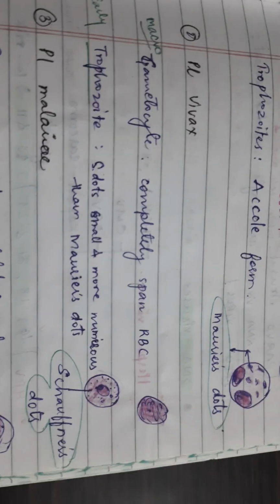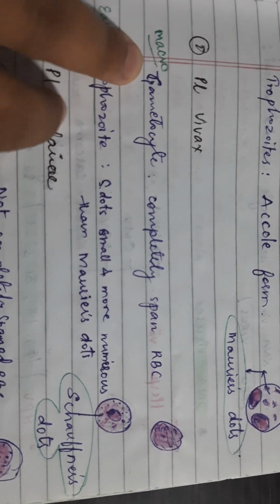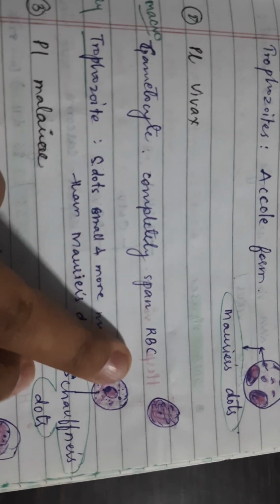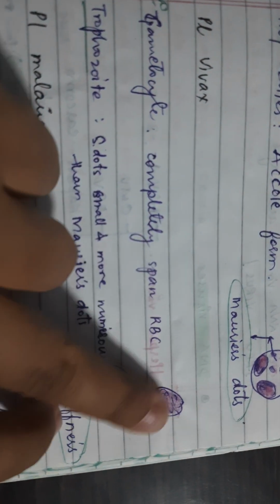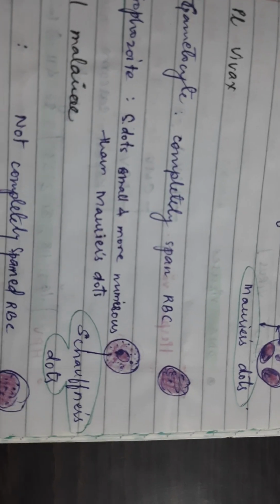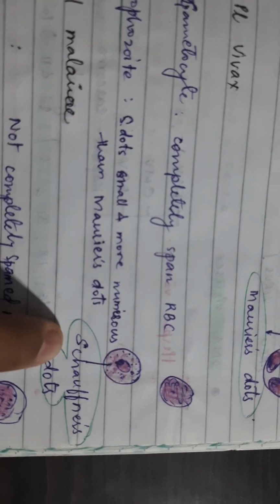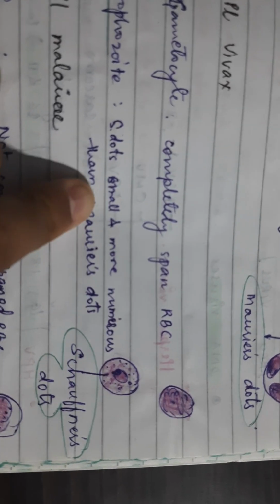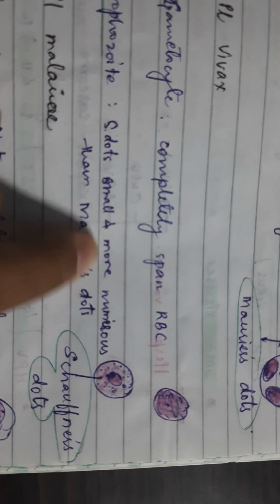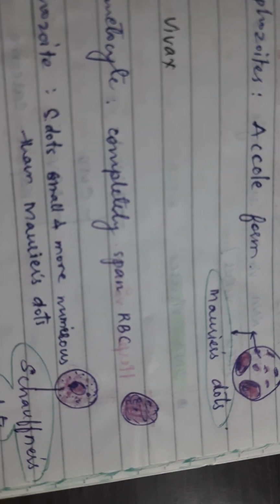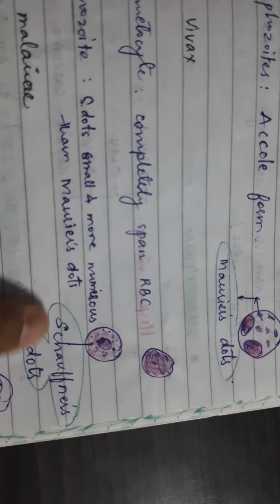Then Plasmodium vivax also has two forms: gametocyte macro and trophozoite early. The gametocyte completely spans the RBC, and in the trophozoite form Schuffner's dots are seen in vivax. Schuffner's dots are smaller than Maurer's dots and are more numerous.